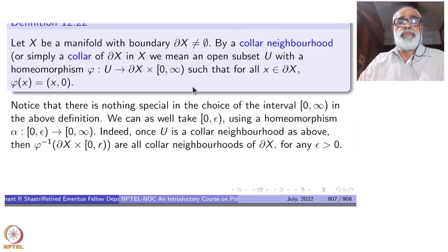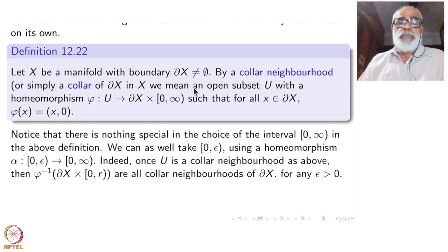So let me make a definition first. Let X be a manifold with boundary of X non-empty; otherwise the rest of the definition is vacuously true. It doesn't hold at all. So start with the manifold with boundary non-empty. By a collar neighborhood, or simply a collar, of the boundary of X inside X, we mean an open subset U of X with a homeomorphism phi from U to the boundary of X times [0, infinity).